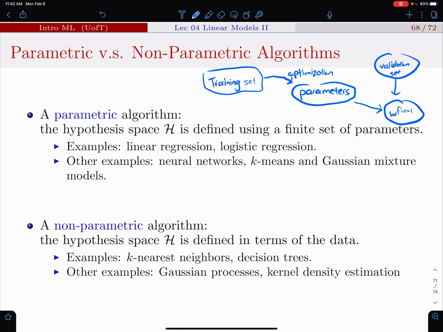There's also the idea that some algorithms actually don't have parameters. The way they behave is dependent on the data set. And the two examples we've seen are k-nearest neighbors and decision trees.